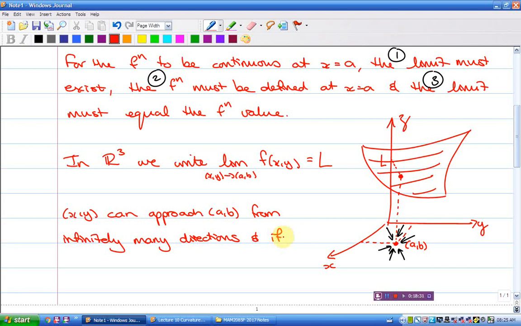And if any 2 of those, well, I don't want to call them one-sided limits, if any of those direction-dependent limits disagrees with any of the others, we will say our limit doesn't exist. Any 2. So, infinitely many directions, and if any 2 directional limits differ, then the limit does not exist.